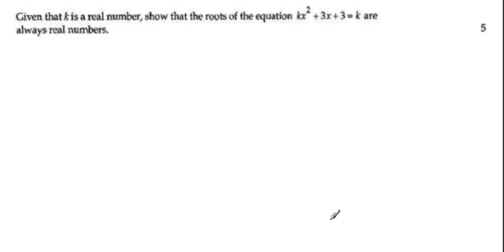Okay, so given that k is a real number, show that the roots of that equation are always real. Okay, first thing here is it's not equal to 0. We are talking about roots and being real, so we will be using a discriminant. So to use a discriminant, I need to have it equal to 0 first. So it's kx squared plus 3x plus 3 subtract k is equal to 0, and then I can use the discriminant. Now notice that I am not sure yet if the roots are always real, so I'm not making any statement at the start. I'm just finding out what my discriminant is.